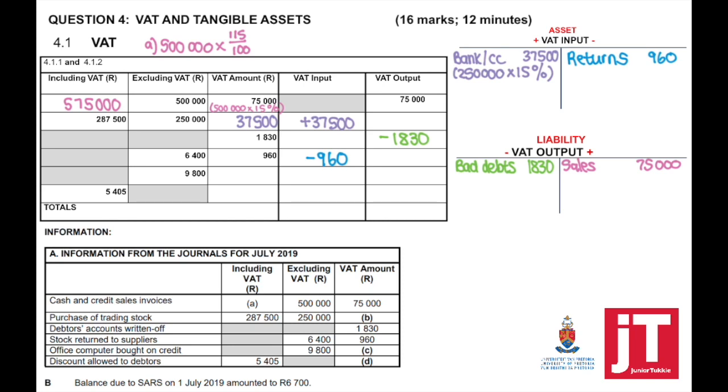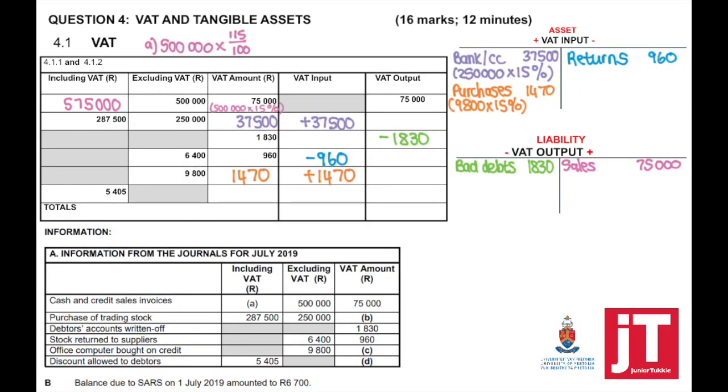Office computer bought on credit means that we are entitled to claim that VAT. All VAT paid will go to input VAT, but now we need to calculate the VAT amount. They provided us with the amount excluding VAT, so we're going to say 9,800 times 15%. 1,470 can be claimed from SARS. Therefore, plus 1,470.